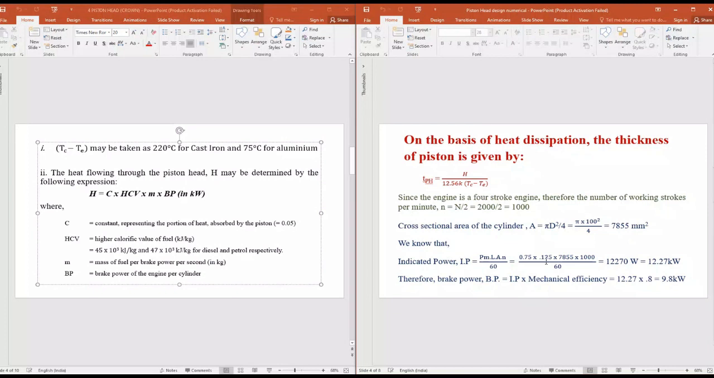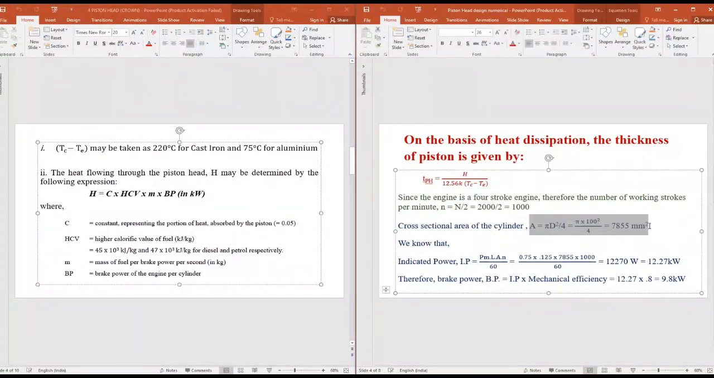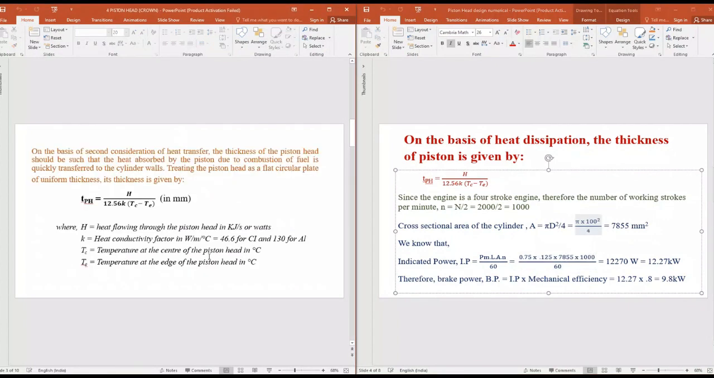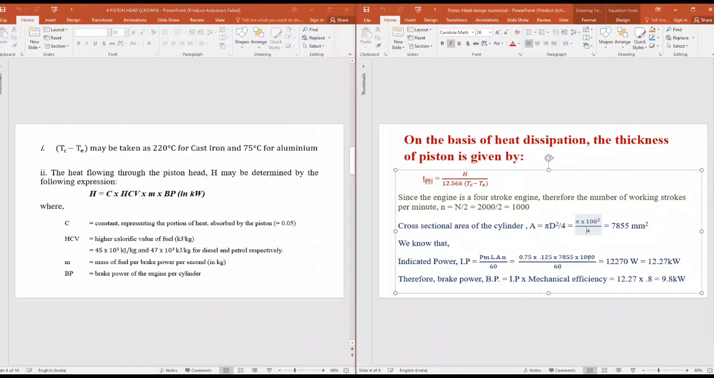Stroke length 125 millimeter equal to 0.125 meter, into A. Area is 7855 millimeter square. This is A, the cross section area of the bore, into 1000 into 1000 by 60. Why are we multiplying by 1000?